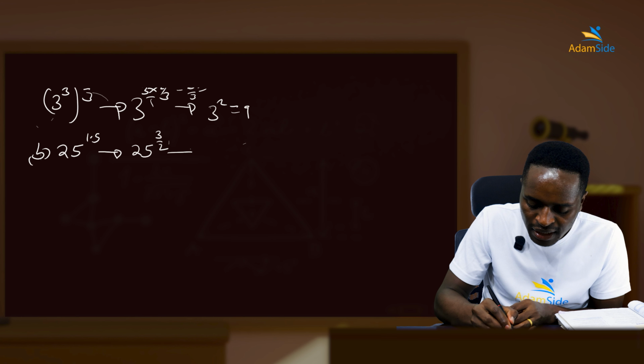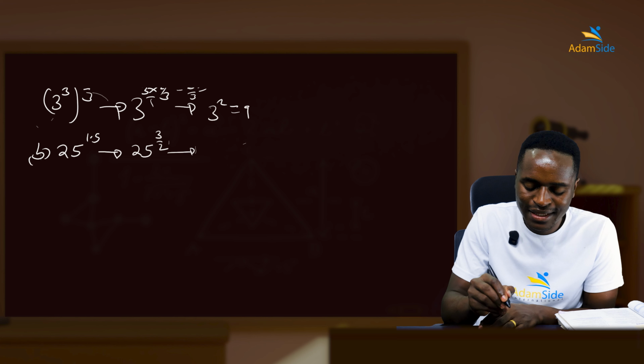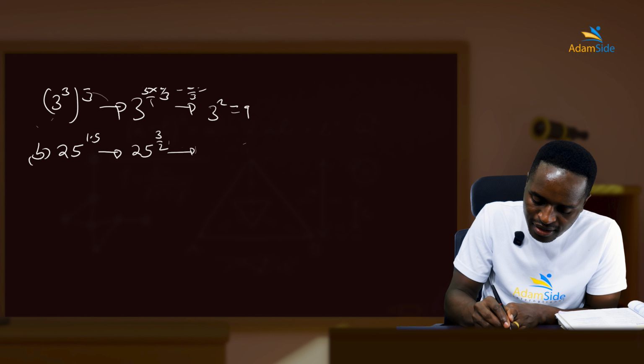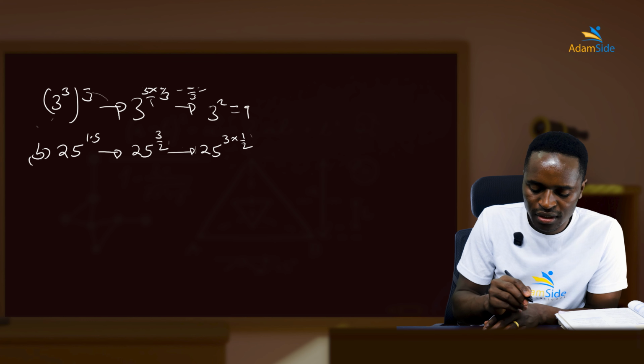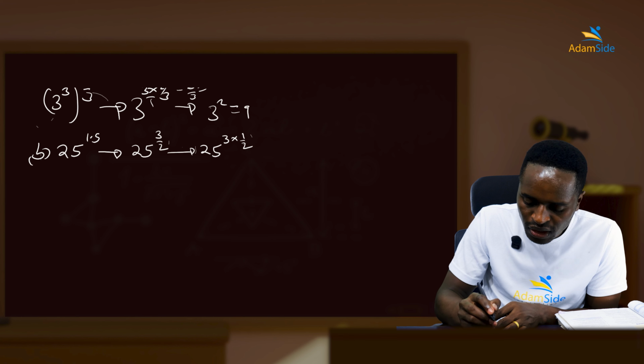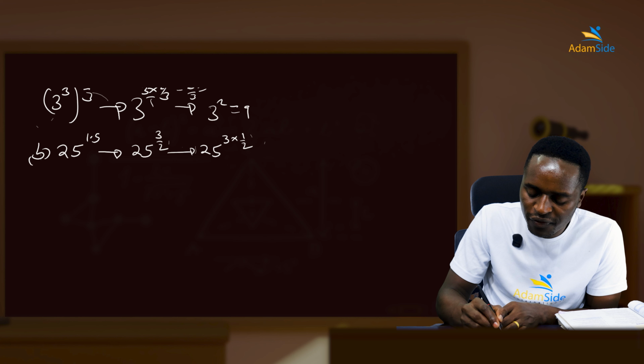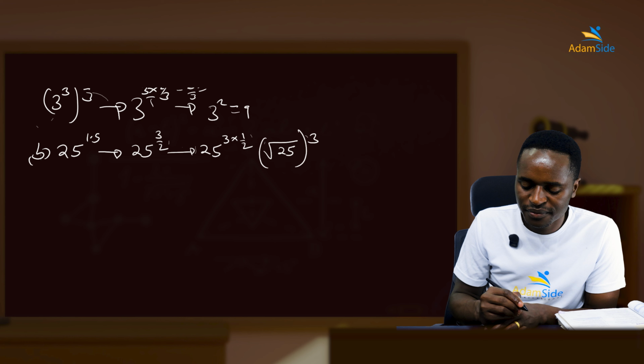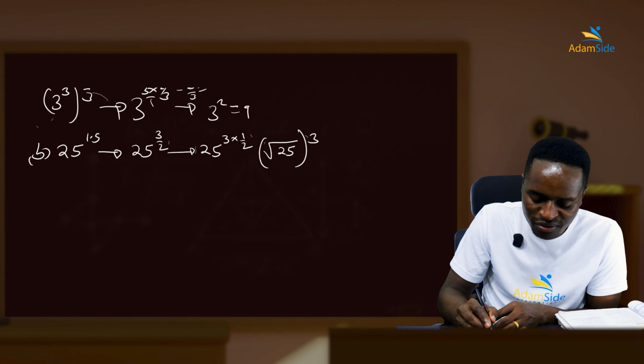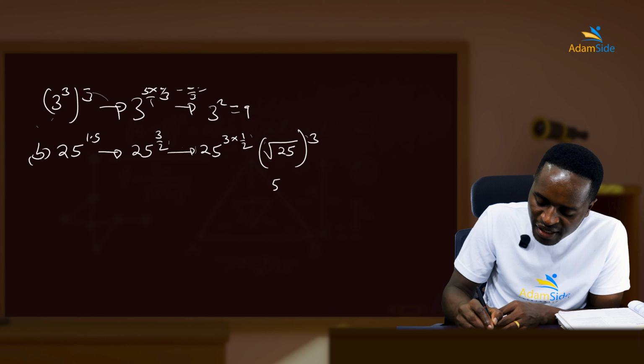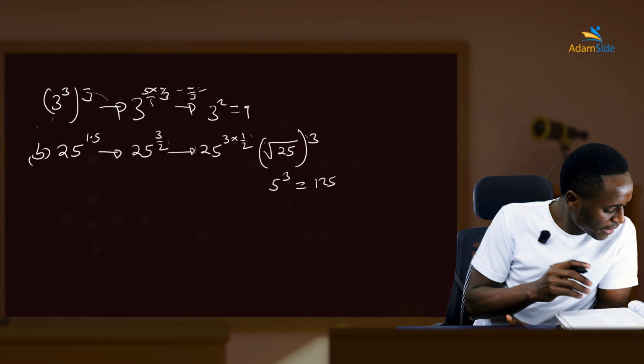When you break this, 25 power 3/2 is the same as 25 power 3 times a half. If you go back to the law, a half is the same as square root. So it is the square root of 25, and then everything cubed. What's the square root of 25? It is 5. 5 cubed is 125, that is 5 times 5 times 5. Correct.